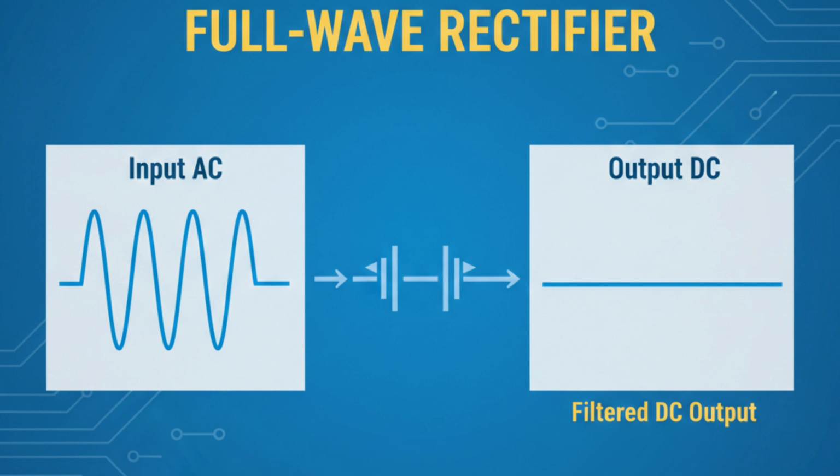Now comes the improved version, the full-wave rectifier. It converts both positive and negative halves of AC into DC. Because of this, efficiency is higher and output is much smoother. That is why it is used in real power supplies.